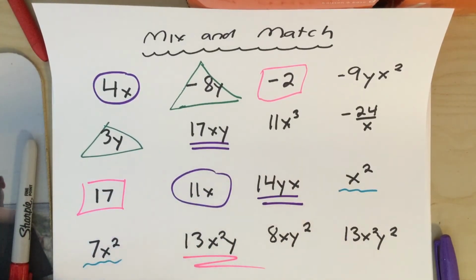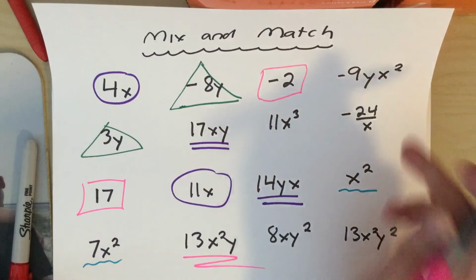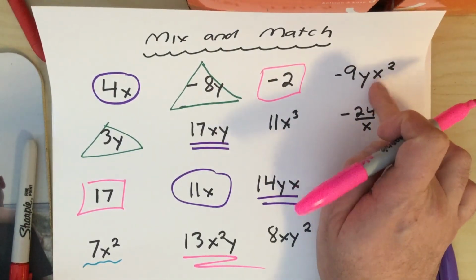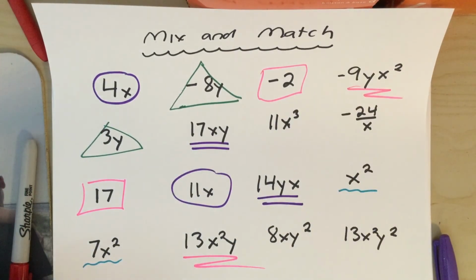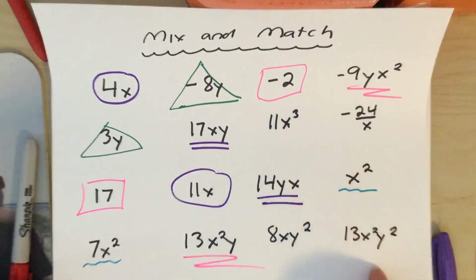13x squared y. Now this one looks kind of the same, but here the squared is on the x, here the squared is on the y. So these two are not actually like terms. Here the squared's on the x, but there's also a squared on the y, also not like terms. This one, the squared is on the x, there's no square on the y, and these guys are like terms. I think that might be it. I don't think there's anything that's like with those. Nothing with that, nothing with that, nothing with that. And those are all the pairs of like terms.